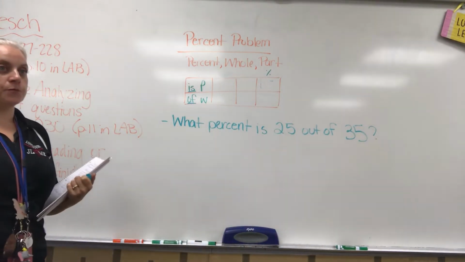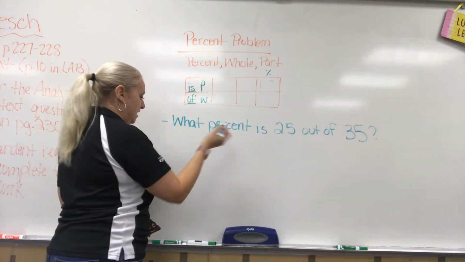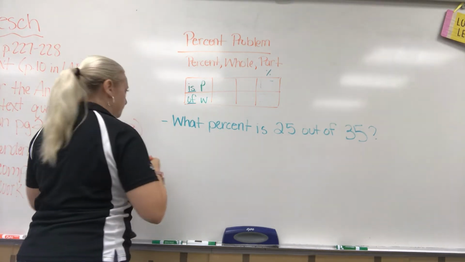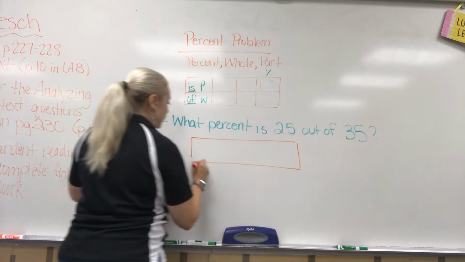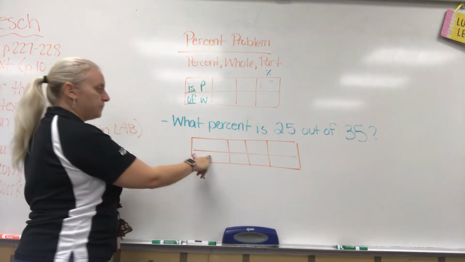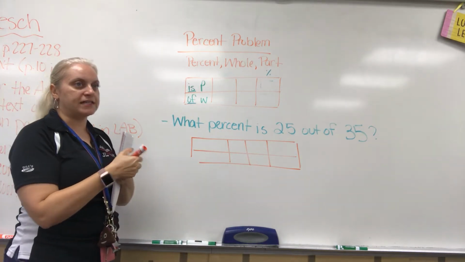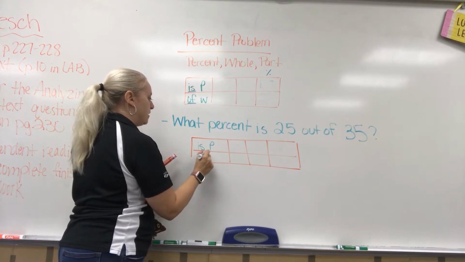So I'm trying to figure out the percentage that goes with 25 out of 35. And to do that, I'm going to set up my beautiful ratio table. And I always have the 2 rows and 4 columns, making this first one a little bit longer because that's my label. And that's where I'm going to put my is part of whole.